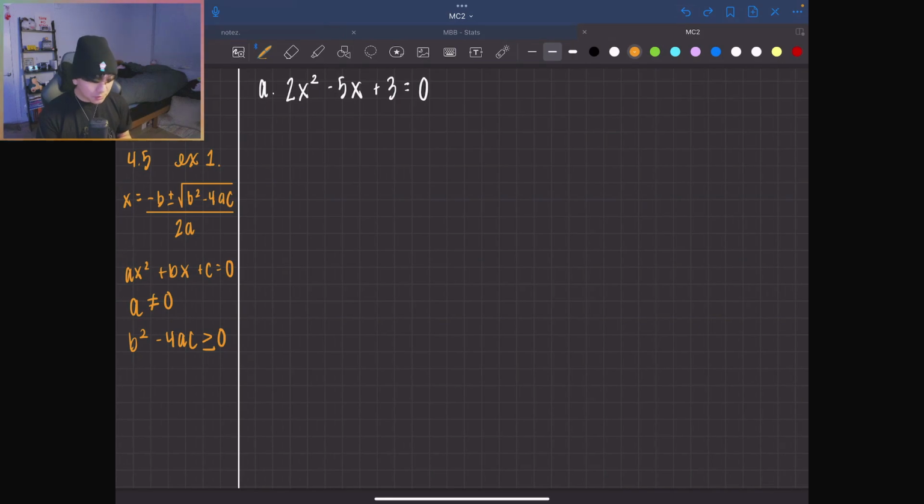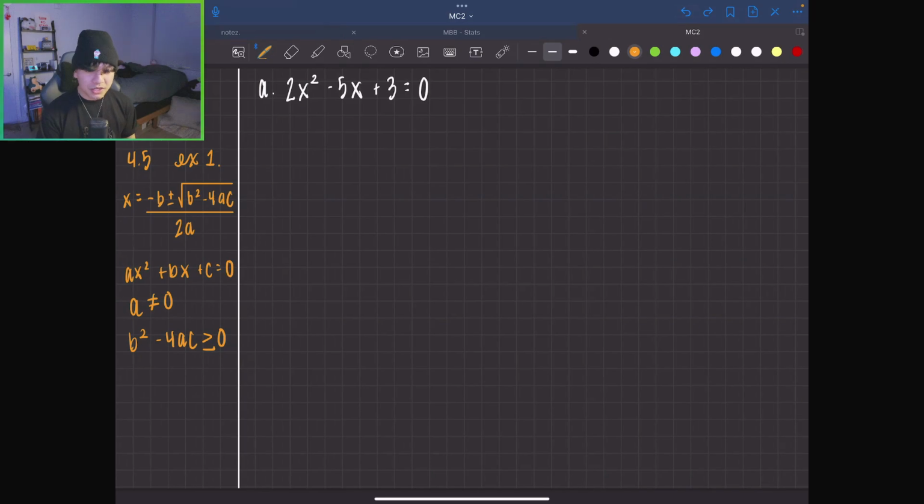What is the quadratic formula? It's this right over here. x equals negative b plus or minus the square root of b squared minus 4ac, all over 2a. There's a lot of work to do here, but we're going to go over a couple of examples so that way you feel comfortable with solving for this, okay?